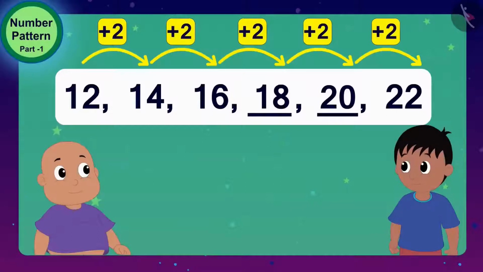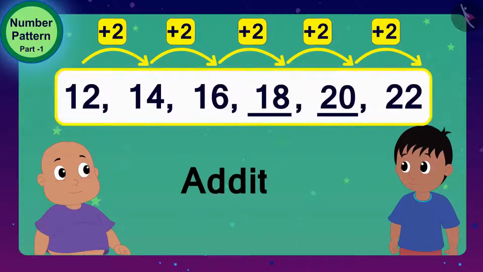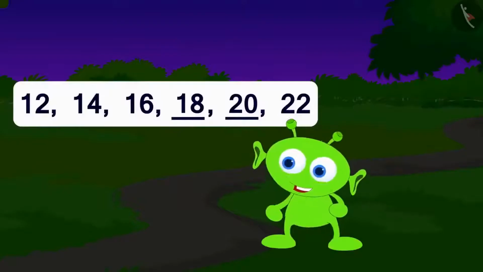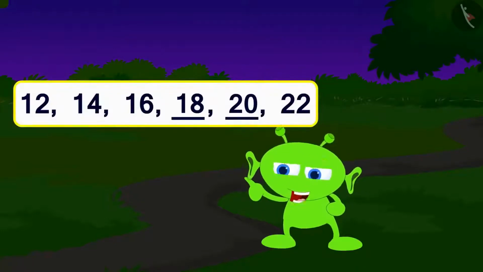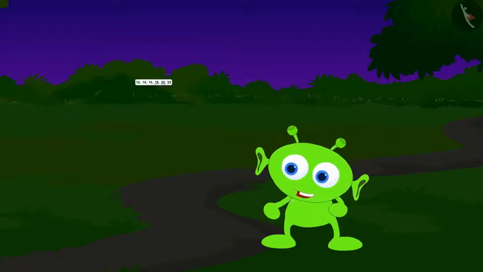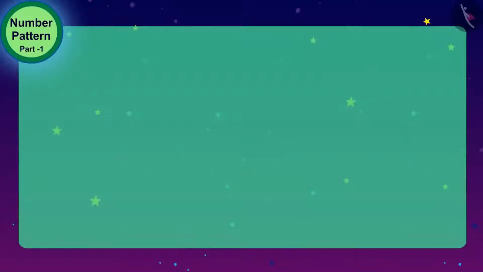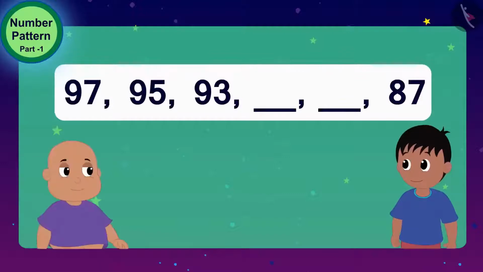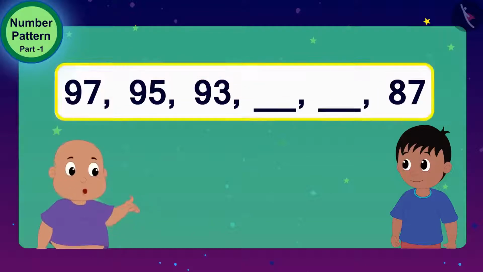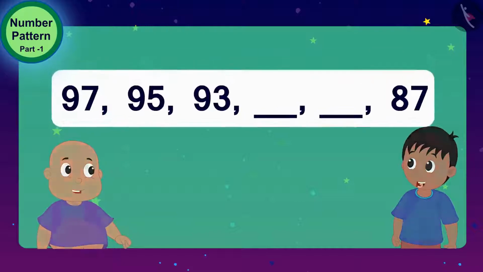Raju and Bablu completed this number pattern using the process of addition. Well done! You two have solved it perfectly. Let's see if you can solve my next puzzle. The alien now showed his second puzzle to Raju and Bablu. Raju, this puzzle looks harder than the first puzzle. Yes, Bablu. Let's find a solution together.